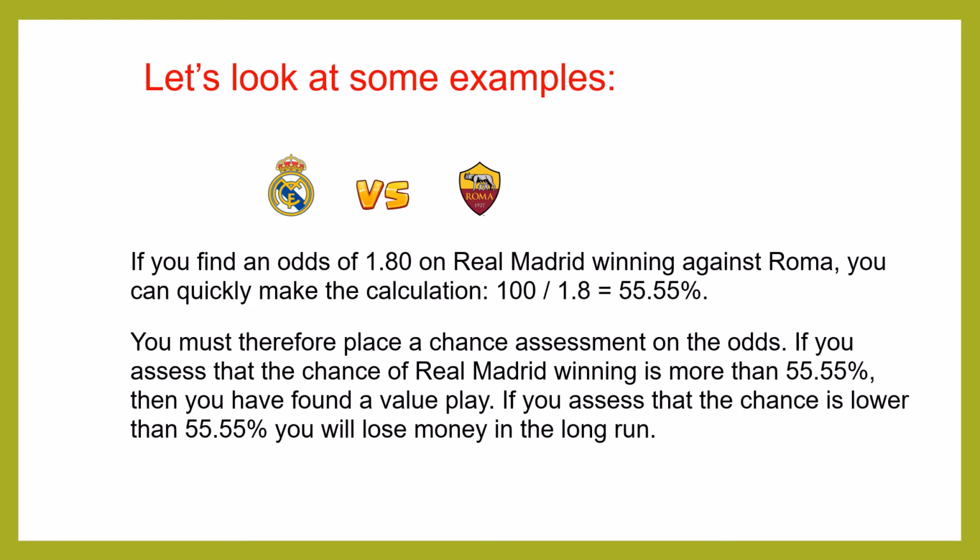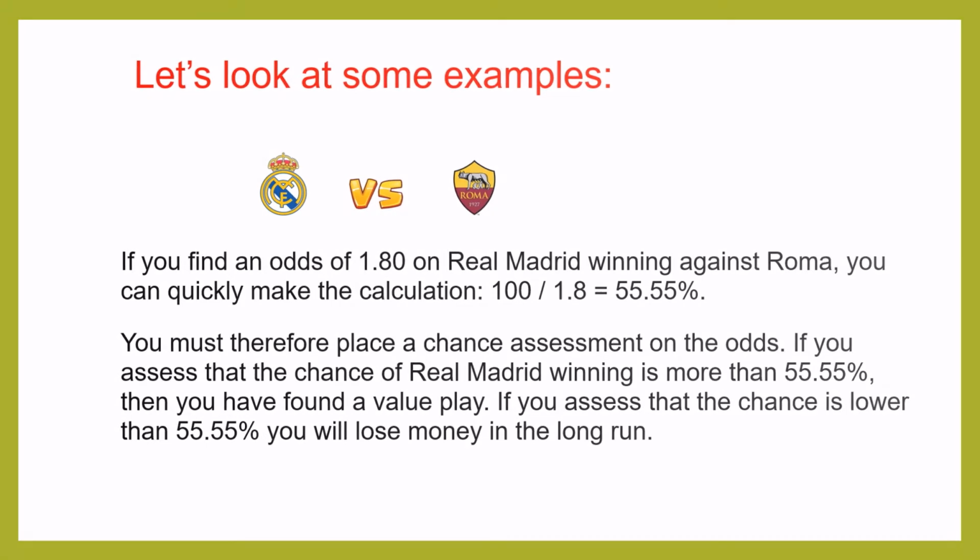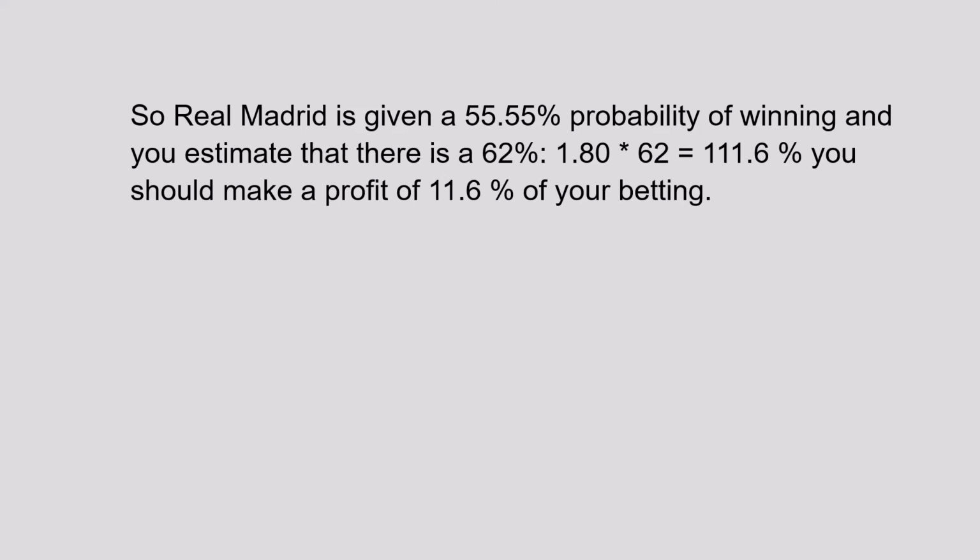If you assess that the chance of Real Madrid winning is more than 55.55%, then you have found a value play. If you assess that the chance is lower than 55.55%, you will lose money in the long run. So Real Madrid is given a 55.55% probability of winning, and you estimate that there is a 62% chance. You say 1.8 times 62 equals 111.6%. You should make a profit of 11.6% of your betting.